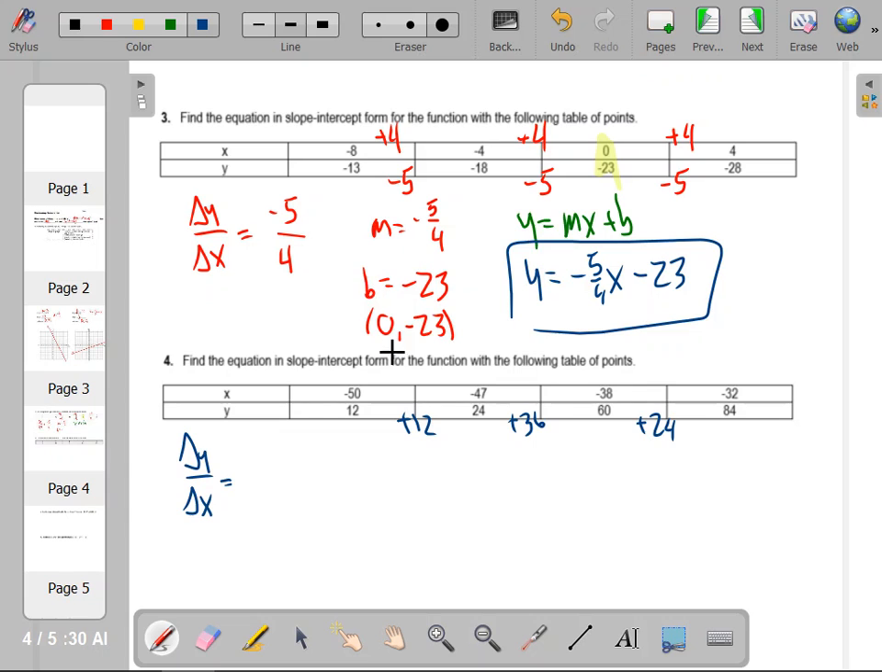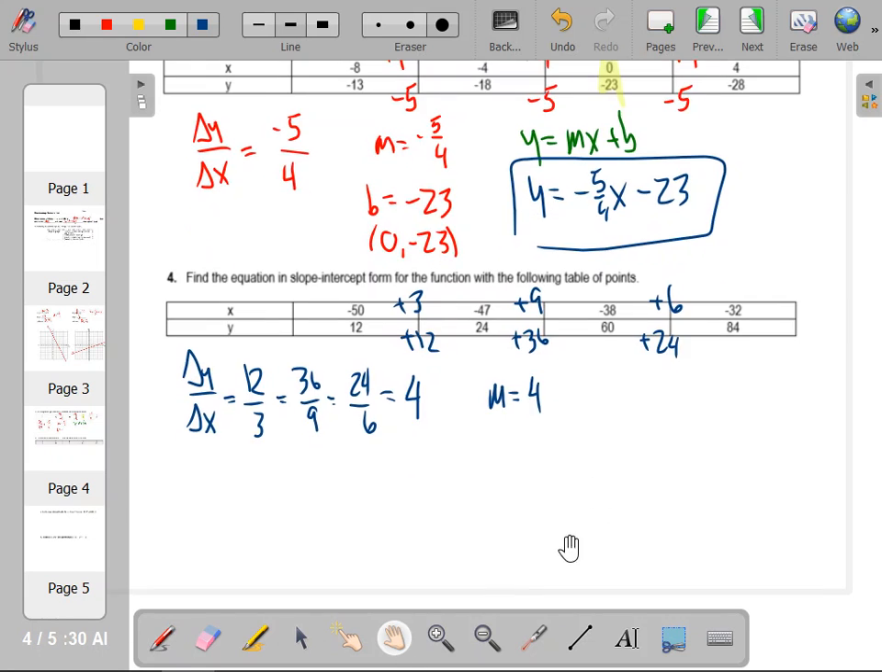-50 to -47, I added 3. -47 to -38, I added 9. And -38 to -32, I added 6. So is this the same? 12 over 3, does that equal 36 over 9? Does that equal 24 over 6? So changing y over changing x. These are actually all the same. They're all 4. The slope is 4. So they didn't count by the same interval over and over again, but since they corrected it in the y's and the x's, it ends up being the same slope. The slope is 4.